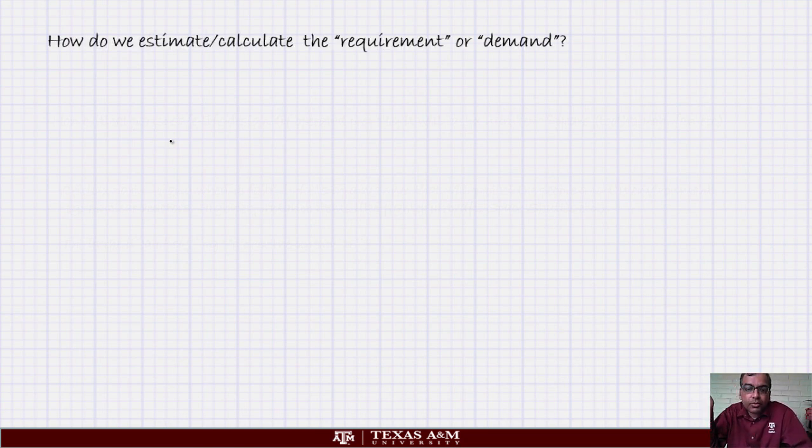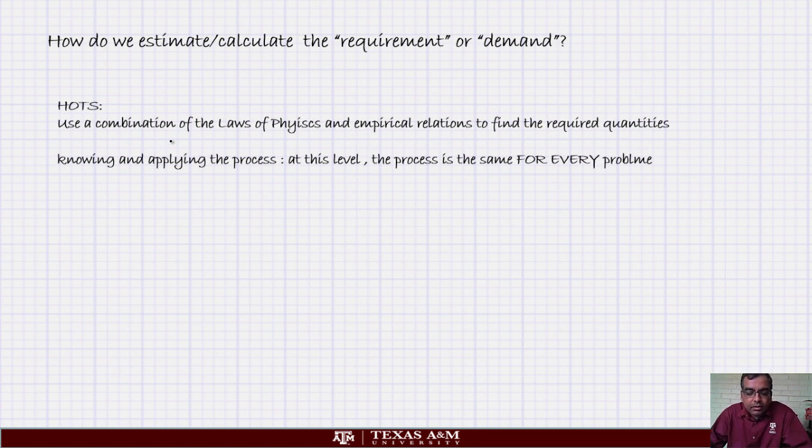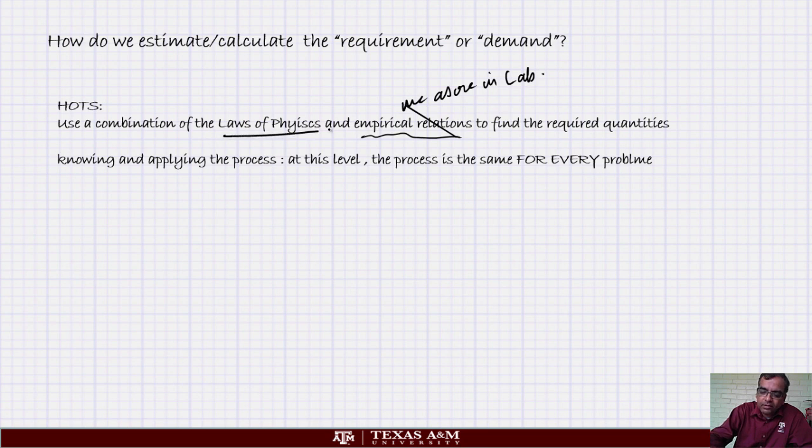So now we come to the question of how do we estimate or calculate the requirement or demand or the load. And you remember HOTS, higher order thinking skill. The higher order thinking skill is the following. We are going to use a combination of the laws of physics and empirical relations. So these are things that we measure in the lab. And this is laws of physics. And using those 2 things, we will find the required quantities. Now, that's all at a very high level.